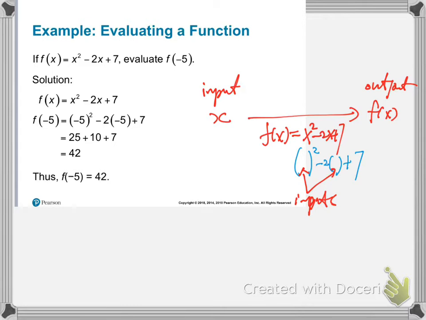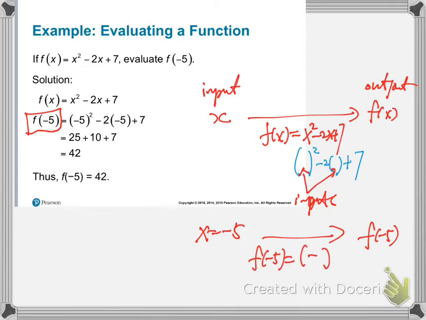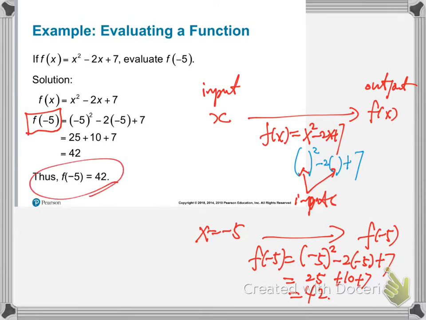So in this example, f of -5. What is f of -5? f of -5 is the output for input -5. So f of -5 is -5 squared, replacing x by -5, minus 2 times negative 5 plus 7. And then follow the order of operations. Square first, 25. And then multiply, positive 10, plus 7. You add them, you got 42. So f of negative 5 is 42.